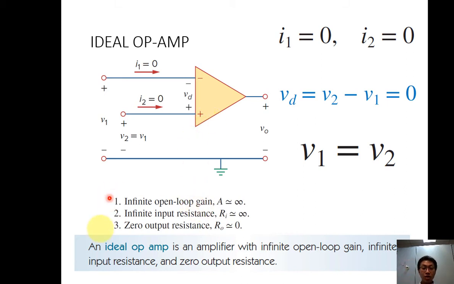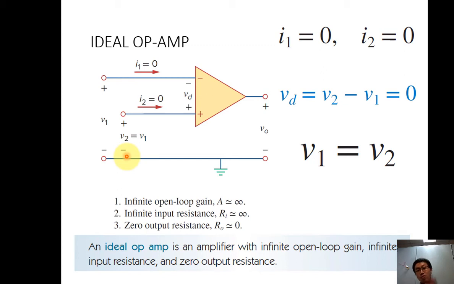So when we have these three assumptions, our I1 should be 0 because there's no current going in, and I2 will be 0 as well. And then we know that our V difference is V2, the positive side, minus V1, the negative side. So V2 minus V1 must be 0. So when we talk about an ideal op amp, the voltage at this node and this node must be the same. So V1 and V2 must be equal.